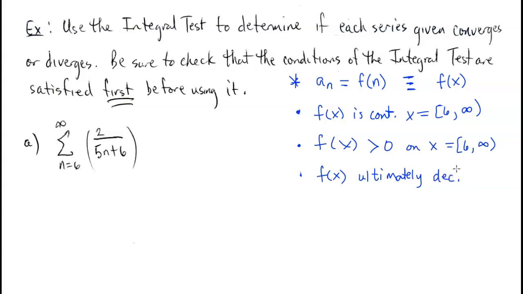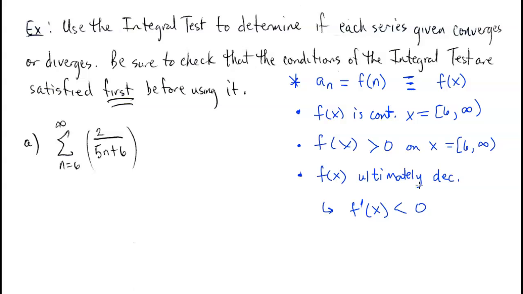Now, there are two ways we can test to see whether that's going to happen. The most traditional way of doing it would be to figure out for what values of x the first derivative of our function is negative. Specifically, if we find that the first derivative of our function for any x value in this interval from 6 to infinity is negative, then of course that would be the ideal case for our function to be ultimately decreasing.